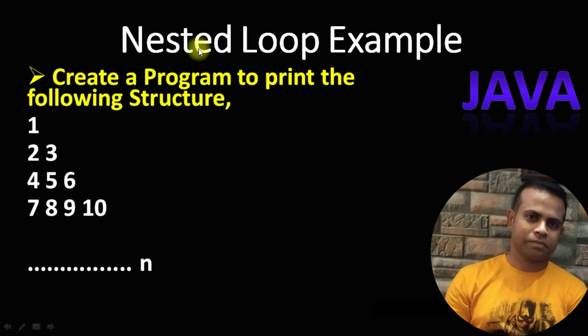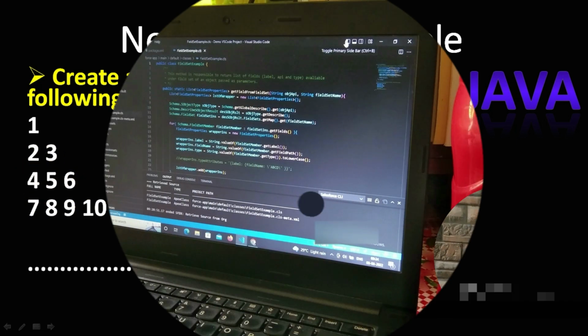Today we will create again a nested loop example where our problem statement is that first line 1, then second line 2, 3, then third line 4, 5, 6, then fourth line 7, 8, 9, 10.